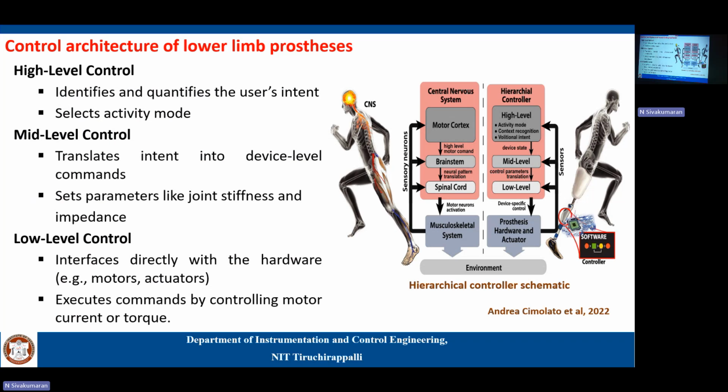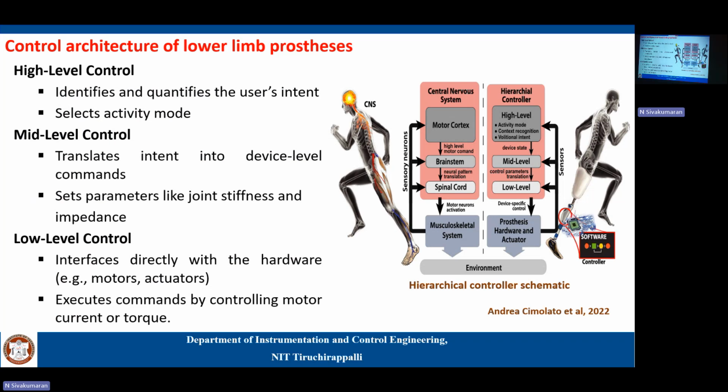We categorize lower limb prosthesis into 3 different types: high level, mid level, low level. See this very nice picture where they compared the control mechanism in a normal human being, and we want to mimic this for amputees. In a normal human being, information comes all the way from the motor cortex, through the brainstem and spinal cord, to the muscle.